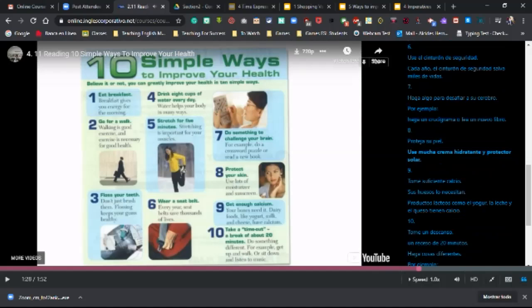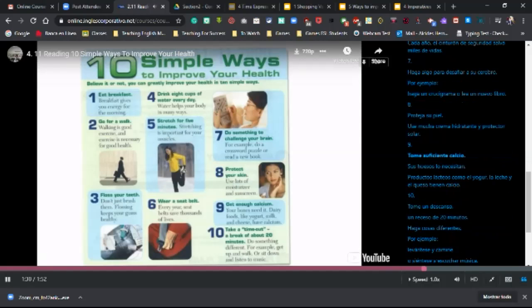Okay, so what is 8? Proteger la piel. ¿Con qué? Con protector. ¿Y qué más? Moisturizer. Crema de esas humectantes. Let's go for number 9.